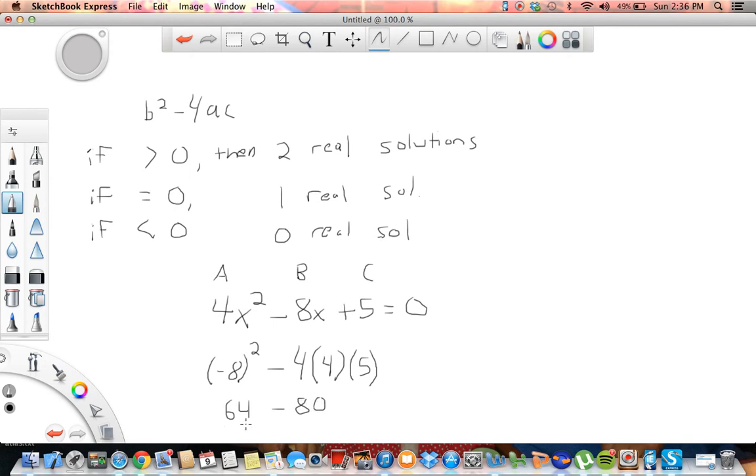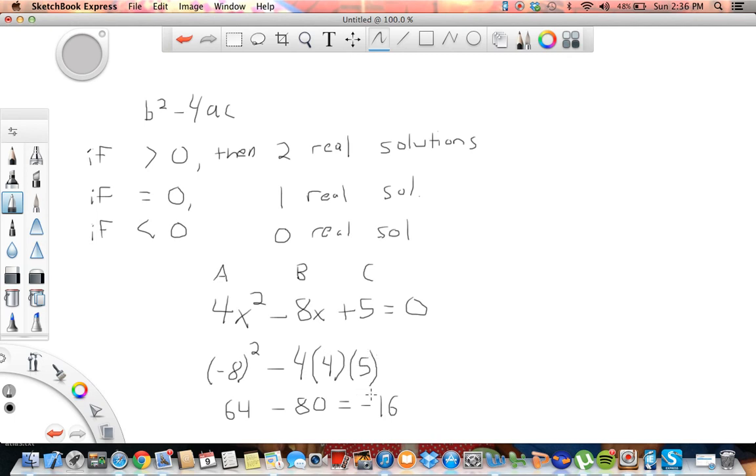Well, with 64 minus 80, I don't even really have to do the math. It comes out to -16, but you could tell that's going to give me a negative number. Is -16 greater than 0, equal to 0, or less than 0? Well, it's less than 0. That makes perfect sense. So that means with this quadratic equation, you're going to have no real solutions to this problem at all.